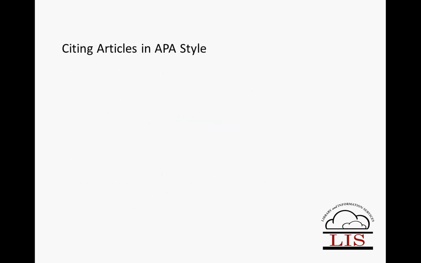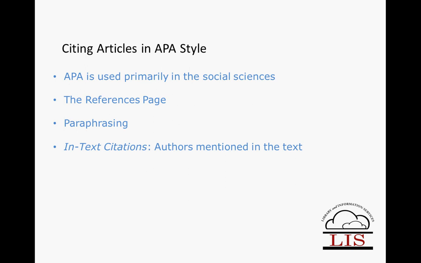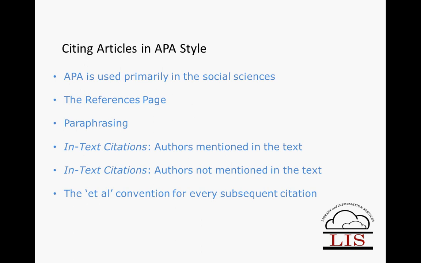So let's review. Citing articles in APA style. The first thing we talked about was APA is used primarily in the social sciences. Then we talked about the basic citation style for the references page. We talked about paraphrasing, the importance of paraphrasing in APA over direct quotations. In-text citations where the authors are mentioned in the body of the paper, and in-text citations where authors are not mentioned in the body of the paper. The et al. convention for every subsequent citation, and the et al. convention for citing 6 or more authors.